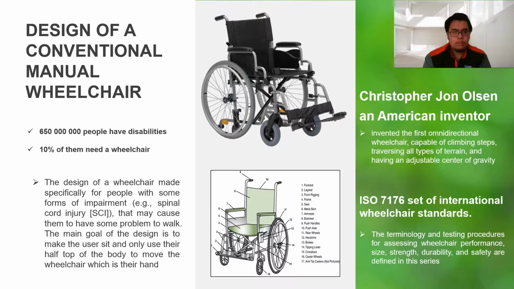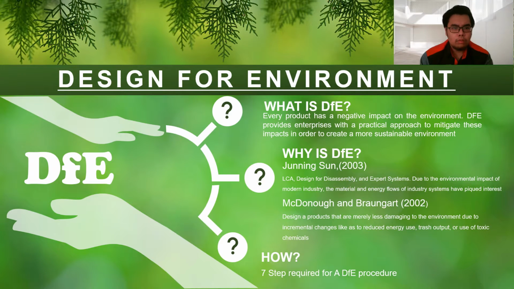Christopher John Olsen is an American inventor that invented the first omnidirectional wheelchair that is capable of climbing steps, traversing all types of terrain, and having an adjustable center of gravity. The International Organization for Standardization must be set for the wheelchair standards. The wheelchair uses ISO 7176, which is the terminology and testing procedure for assessing wheelchair performance, size, strength, durability, and the safety are defined. Next, as we all know, every product has an impact to the environment.